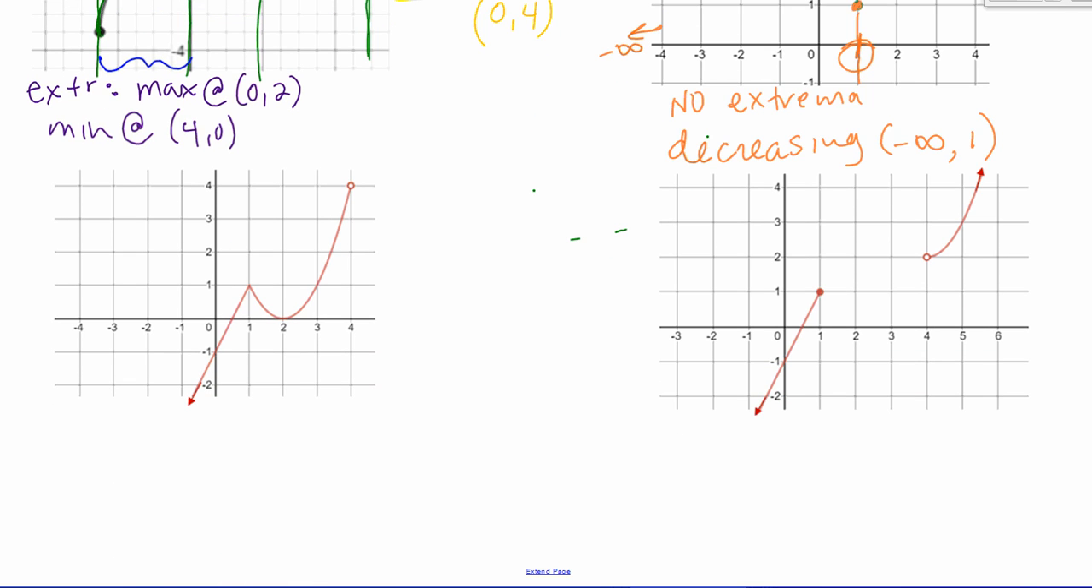Okay, this one right here. All right, we're looking at extrema. Looks like right here it changes directions. Right here it changes directions. So we've got a maximum here. Here's our extrema. Maximum is at this one, which is (1, 1). And then the minimum is going to be right there at (2, 0).